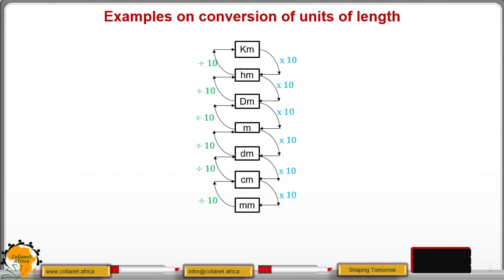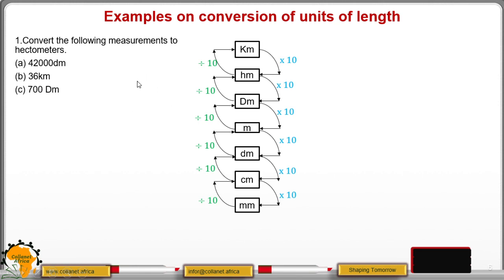From there, we can move to examples. We are going to use our flow chart. So our example 1 says, convert the following measurements to hectometers. We have 42,000 decimeters. Then we have 32 kilometers. We have 700 decameters. And we have 5,060 meters.